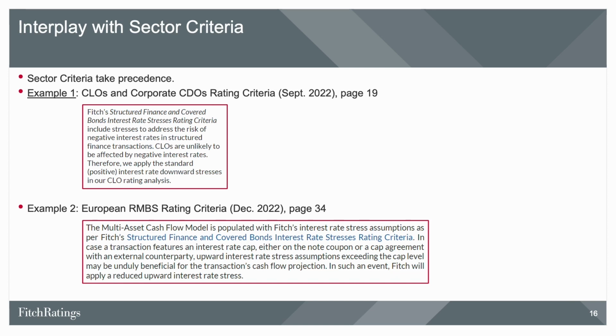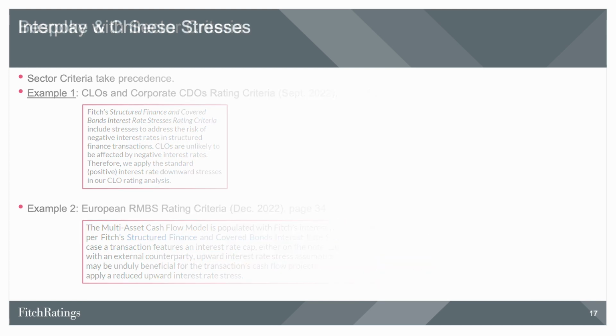In the structured credit space, where asset coupons are typically floored at zero, the impact of negative rates might not be material. The analytical group therefore applies the standard, in brackets positive, interest rate downward stresses in their CLO rating analysis. Turning back to the RMBS space, if note interest is capped, then our standard remote upward stress scenarios will, everything else equal, benefit the transaction, provided the mortgage pool is floating. In this case, a lower upwards plateau level will be the more stressful one.